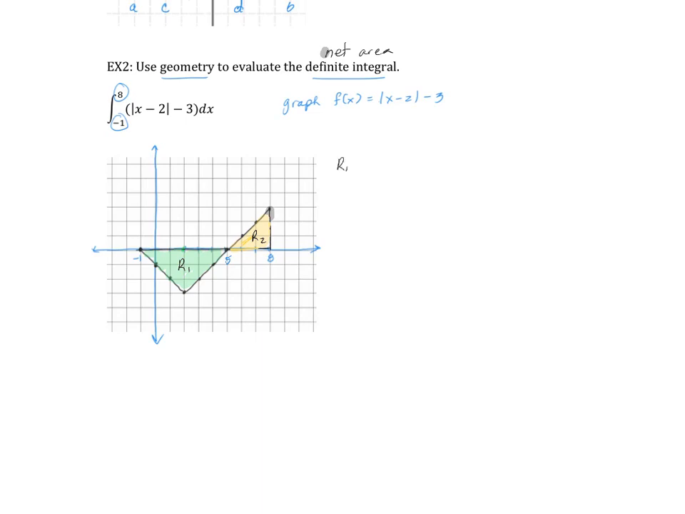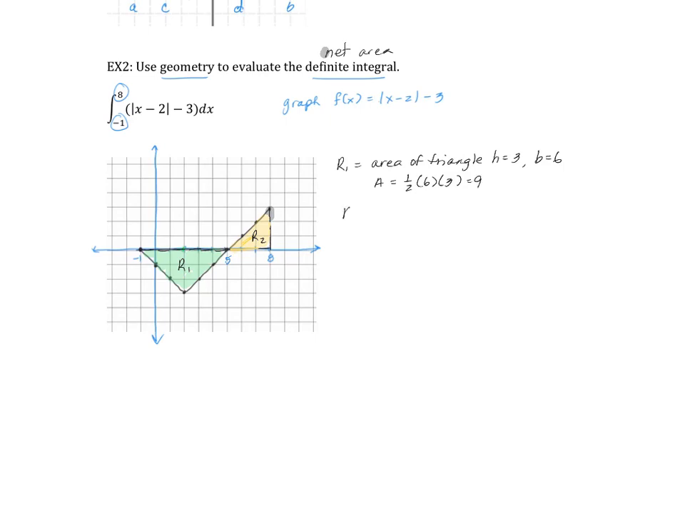Well, if I look at R sub 1, that's going to be the area of a triangle with a height of 3 and a base of 6. Is that right? 1, 2, 3, 4, 5, 6. Yes. So the area here is going to be 1/2, base is 6, height is 3, and it looks like it's going to be 9.